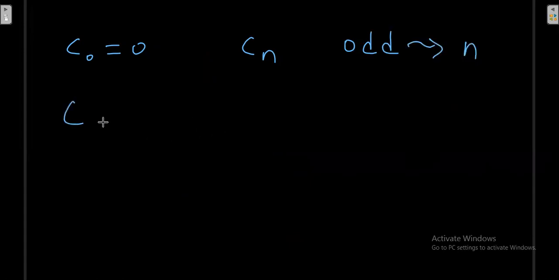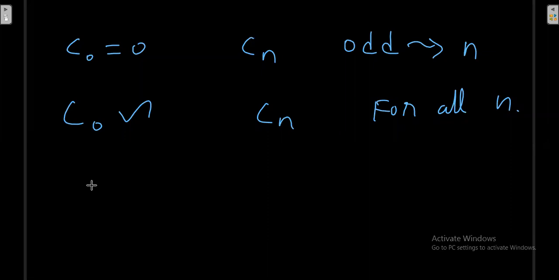So finally we have seen different varieties of problems. In some cases C naught is 0, and Cn is present only for odd values of n. In some cases C naught is there, and Cn is there for all n. In other cases C naught is 0, and again Cn is there for all n. So we are getting different combinations.